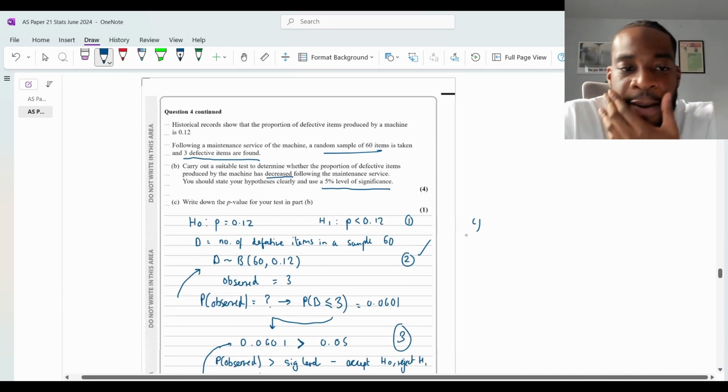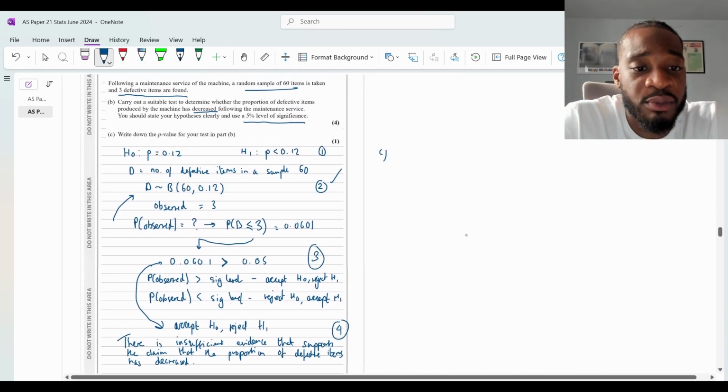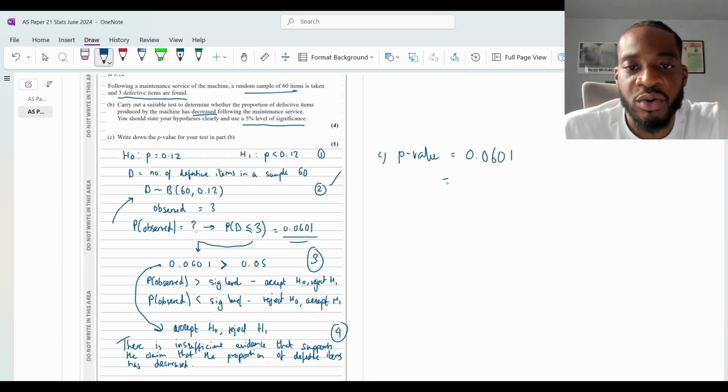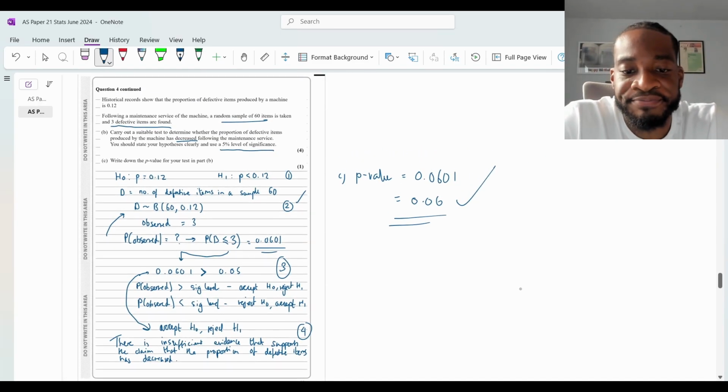So part C, again, this is just easy. It's just literally the probability that you get when you calculate it. It's the probability of your observed value. So the p-value is literally just equal to that number there. 0.0601, or if they want it to three significant figures, 0.06. And that is it. That is question 4 finished.